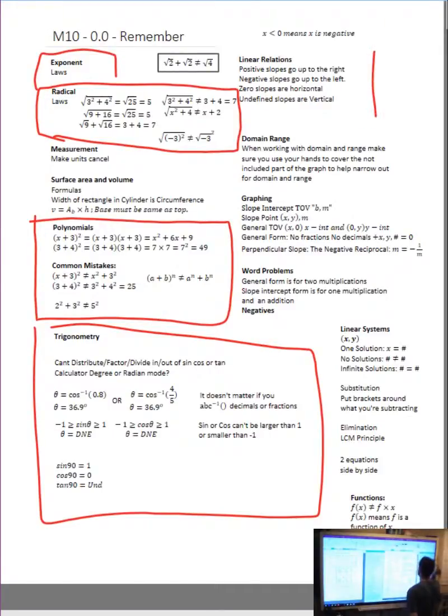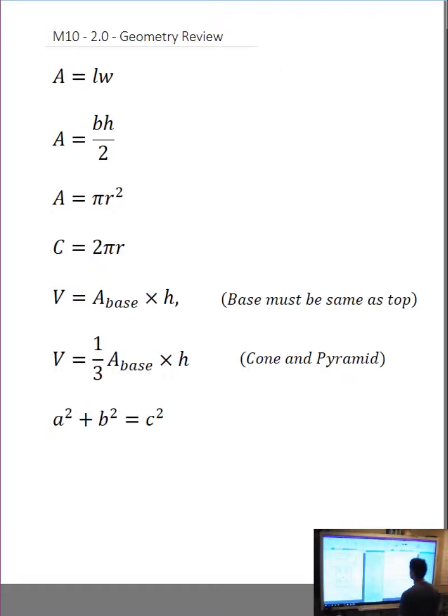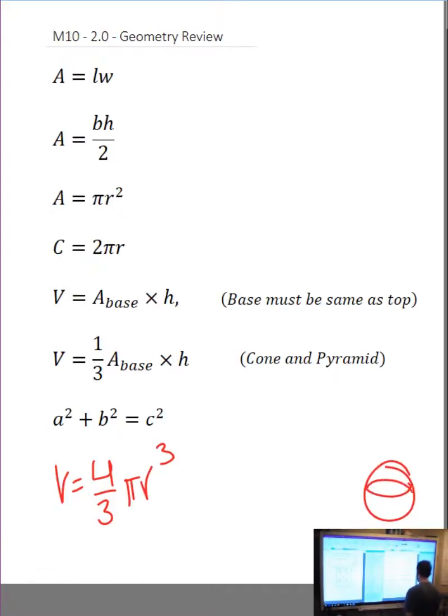Linear relations, graphing, domain and range again, word problems, etc. Geometry review. These are the basics. Outside of, I'm just going to write them down, V equals 4/3 pi r cubed is the volume of a sphere. The surface area, interestingly enough, if I bring this 3 down and multiply it by my coefficient, 4/3, I get 4 pi, and if I subtract 1 from the exponent, I get r squared. So what's out of that one?